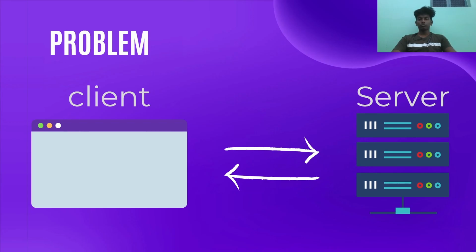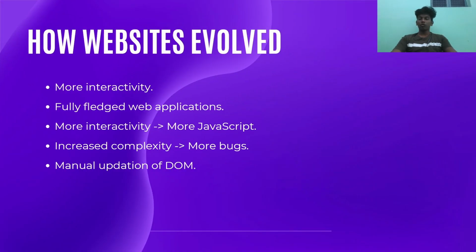Let me tell you how the websites evolved. It was due to more interactivity. As time went on, more interactivities were added to websites, like animations, and a lot of things would be going on in the session both in the front end and in the back end. This caused a lot of increase in size and the introduction of fully fledged web applications.